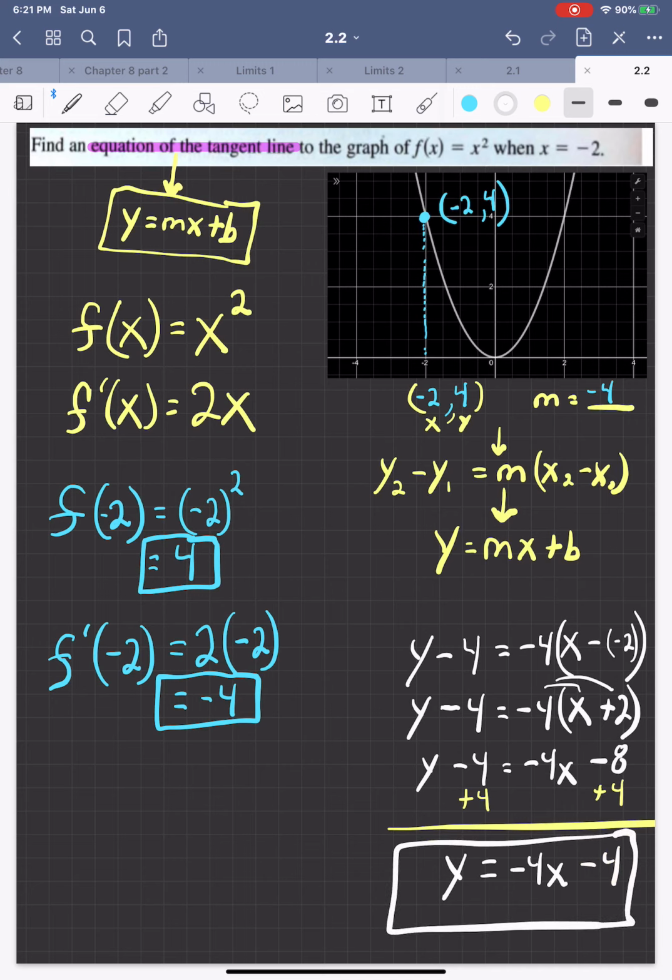So if you were to go to Desmos or some graphing utility, here's the graph of x squared. You could try this. Try graphing in Desmos this function, this point, and this line, and you will see that tangent line running tangential to that point. Okay. All right. So far so good.